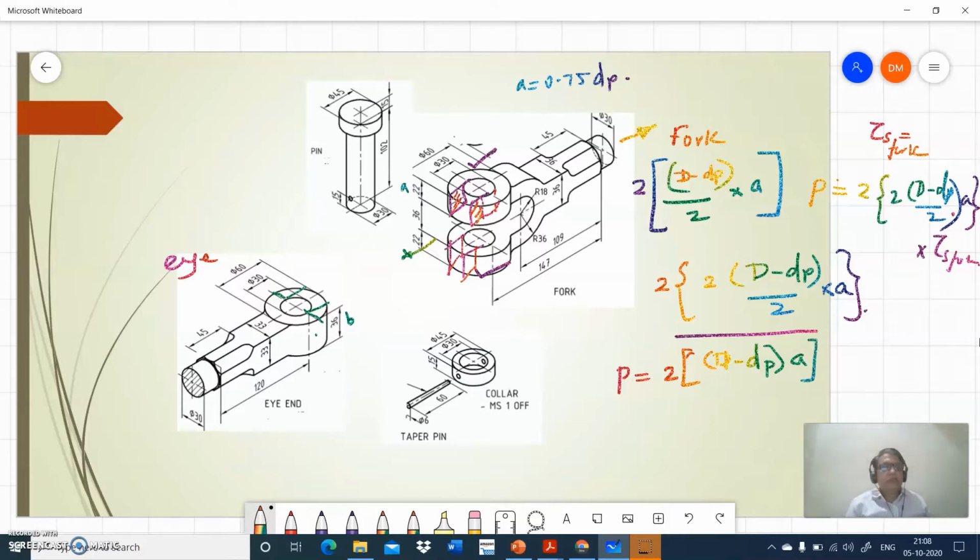Into this, the 2 gets cancelled out, so into shear stress for the fork material. So substituting, what is that? D is equal to twice of dP, where dP is equal to the diameter of the rod, and A is equal to 0.75 dP. So I can get the induced stress, that is tau s. This should come less than the tau s allowable, which we are taking as 0.5 SYT upon factor of safety.